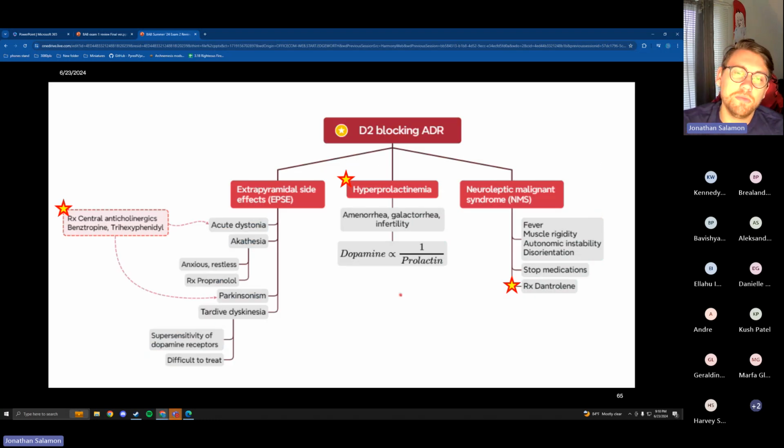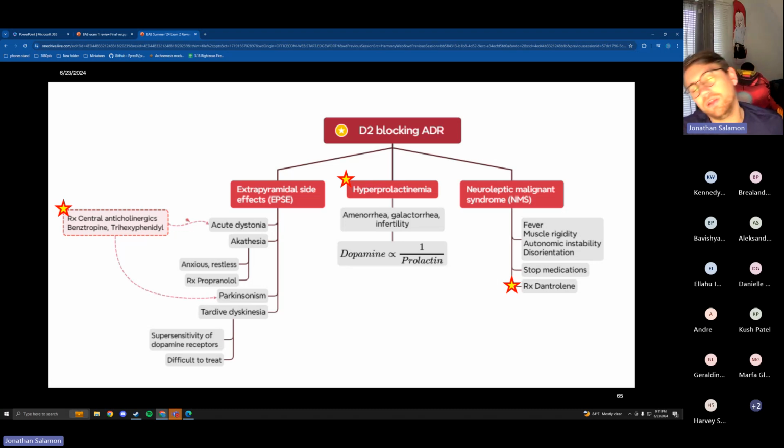So you're blocking dopamine. Dopamine and prolactin are inversely proportional to each other. So of course, if you're blocking dopamine, you have a chance of increasing prolactin. You get hyperprolactinemia, which can cause amenorrhea, galactorrhea. Also, you can get extrapyramidal side effects. We were just talking about this: if you block dopamine, you have less dopamine, and you get Parkinson's.